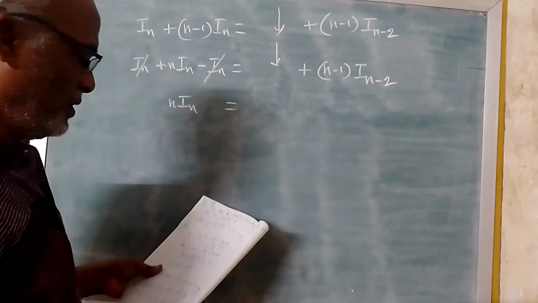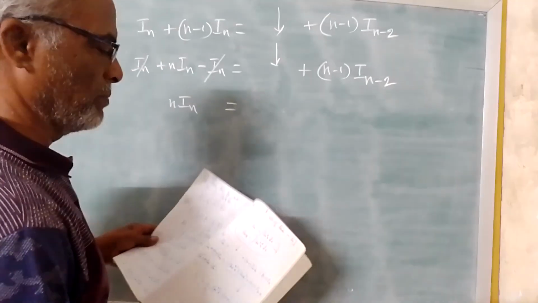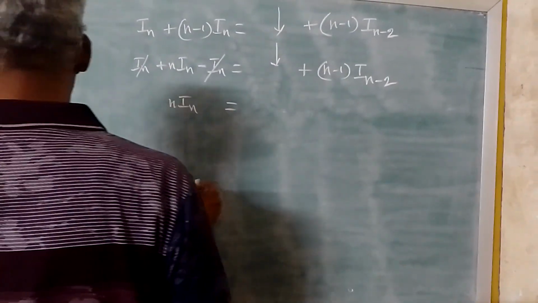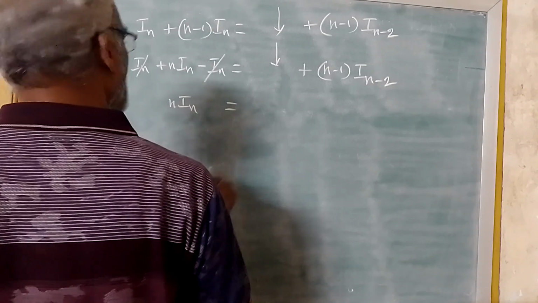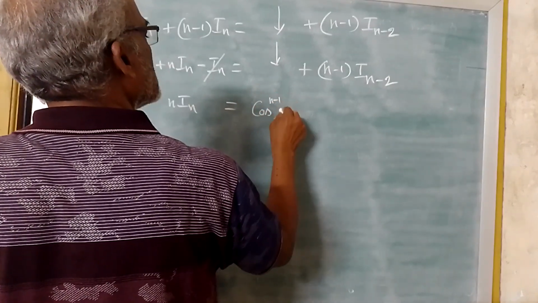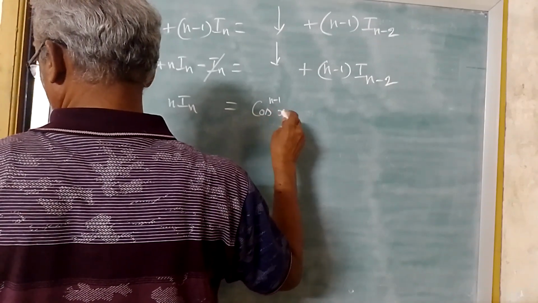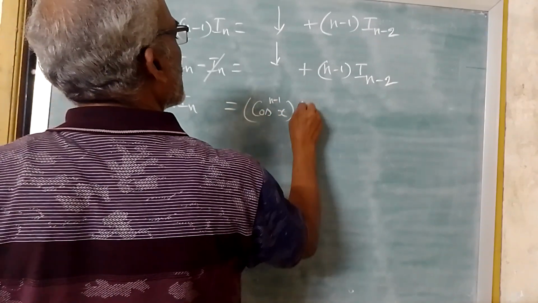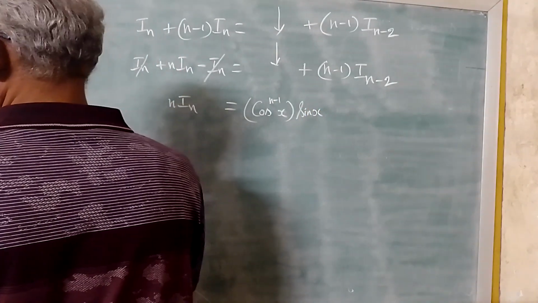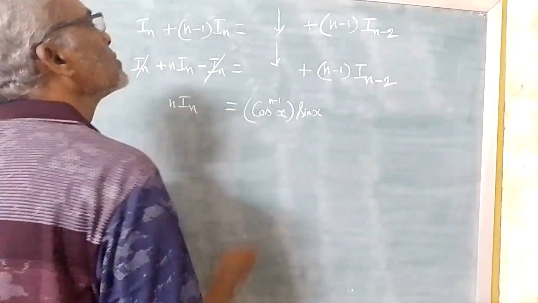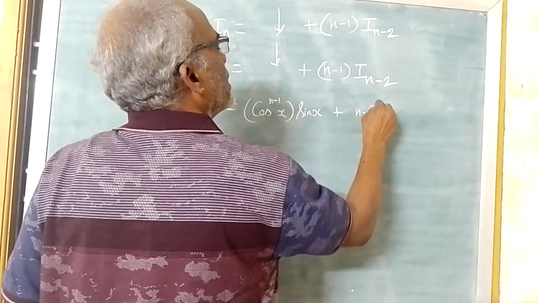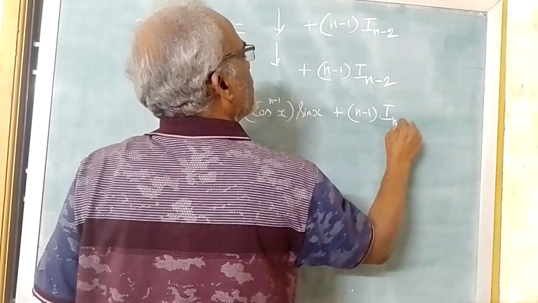the first term will be as it is, which is nothing but, first term is cos^(n-1)x into sin x. So this is the first term. The second term will be plus (n-1) into I_(n-2).